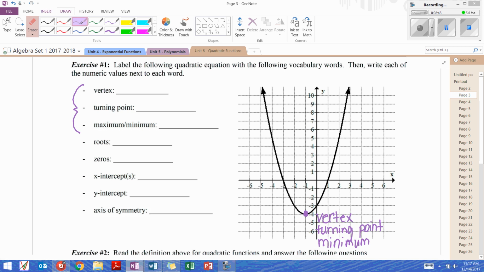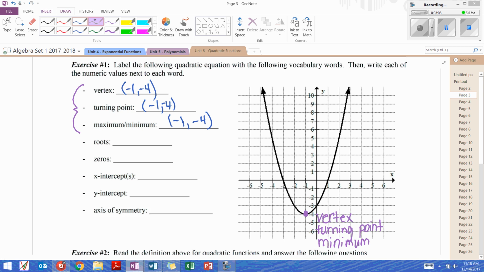Okay, so if we want to label the vertex, that is just a coordinate. The vertex is a point. So this is the point -1, -4. And I can just copy that and paste it. Oops, -4. I was going so fast, I almost forgot that negative sign. He's a big deal. -1, -4.